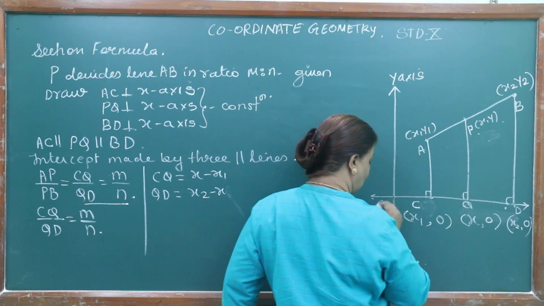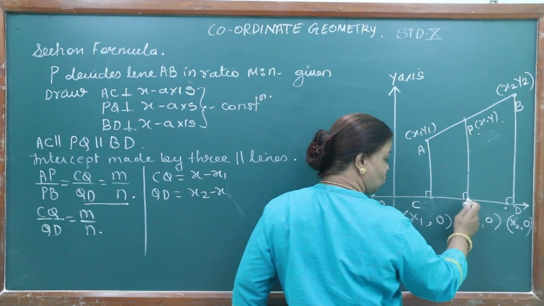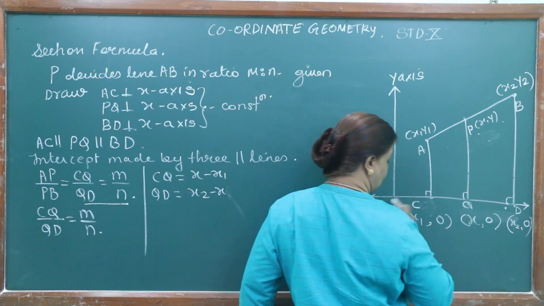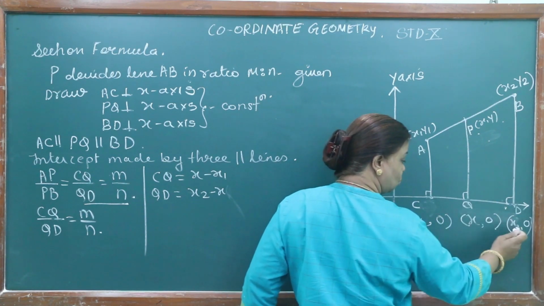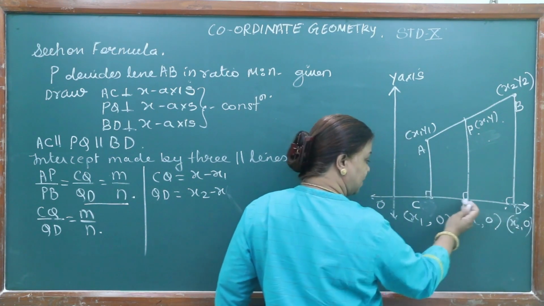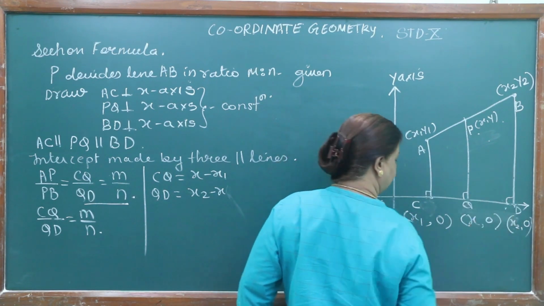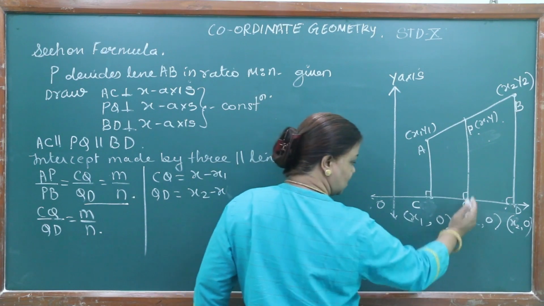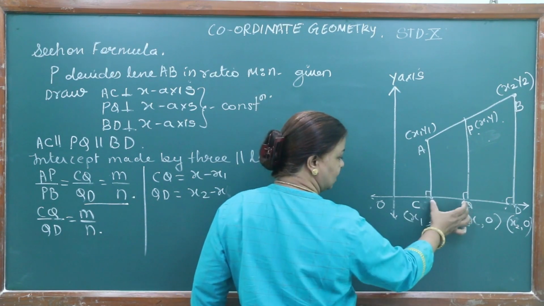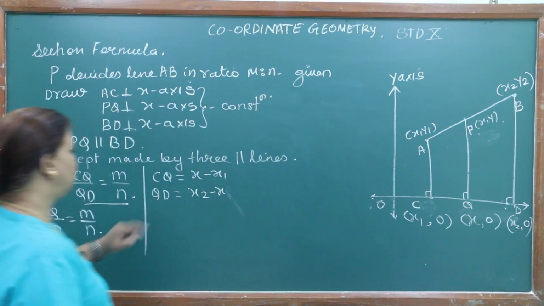From here, O to Q is how much? x. And from O to D is how much? x2. So from x2, if I subtract x, I get this QD. So from x, if I subtract this one, I will get this. So we got CQ and QD.